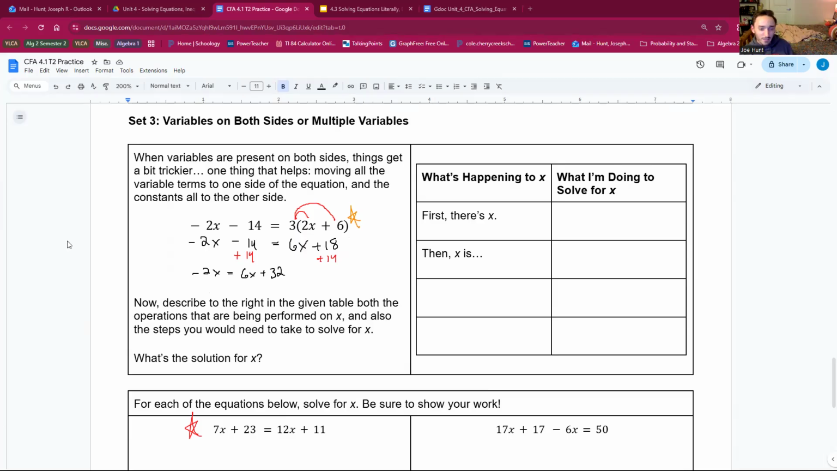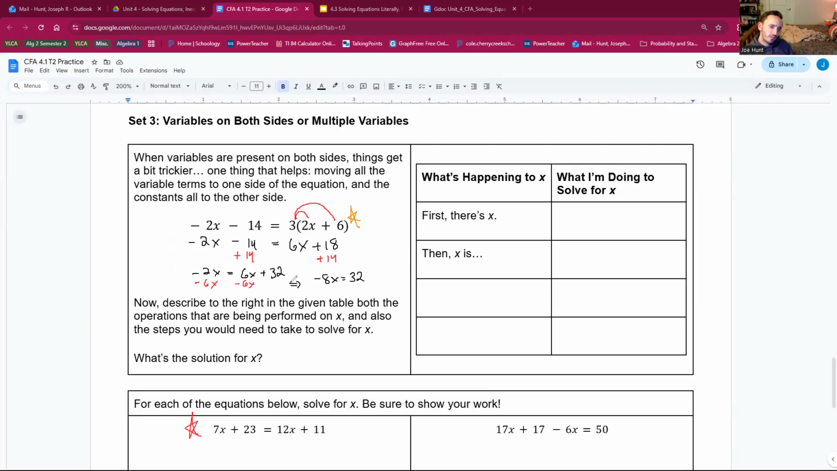Now, in this type of approach, if you move the constants to one side, you're going to have to take the variables and move them off to the other. So if I move my constants to the right-hand side, I want to move my variables off to the left. So if I've got 6x on the right, I've got to subtract that away from both sides of the equation. And where that's going to take me is that now I've got negative 8x is equal to 32.